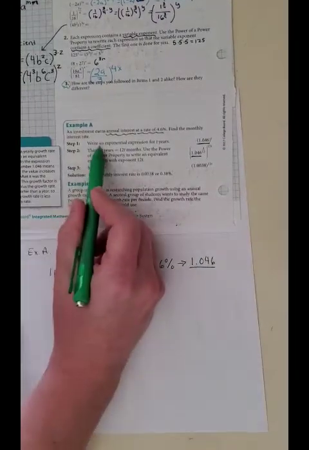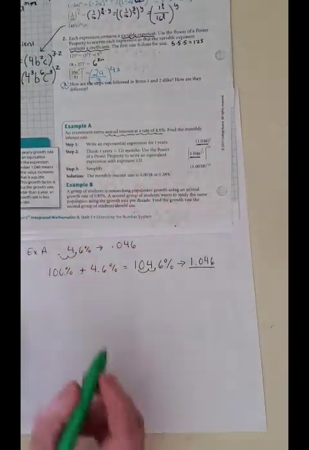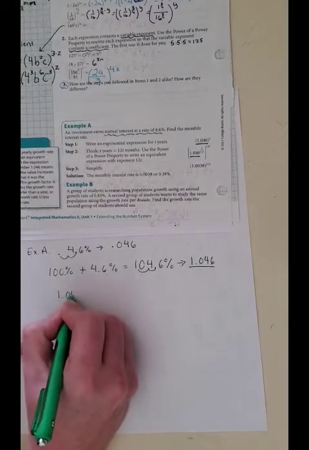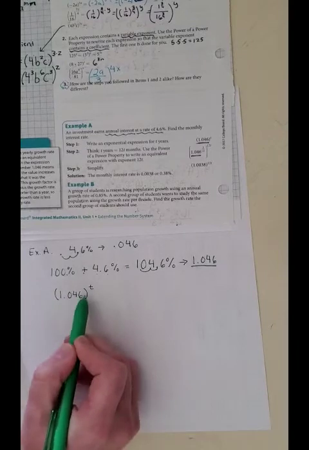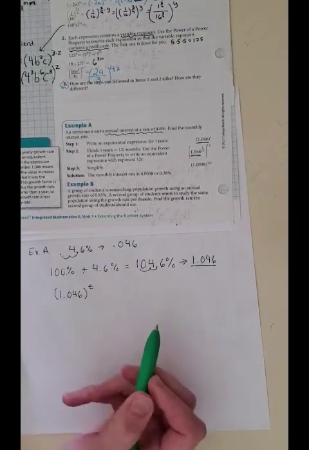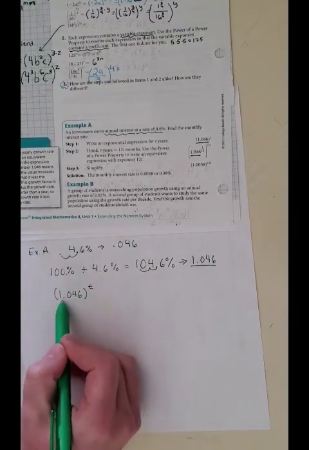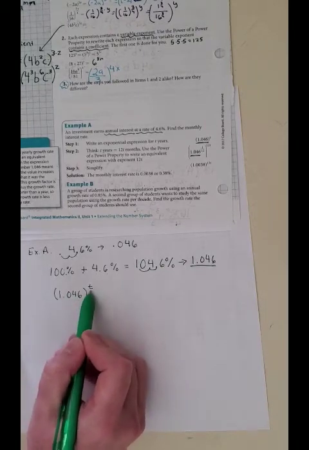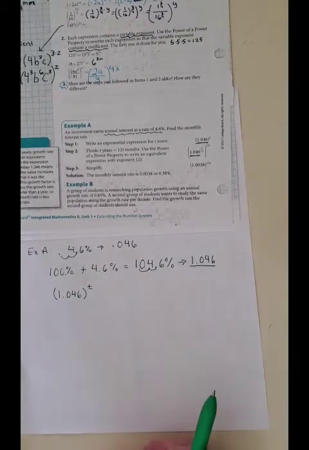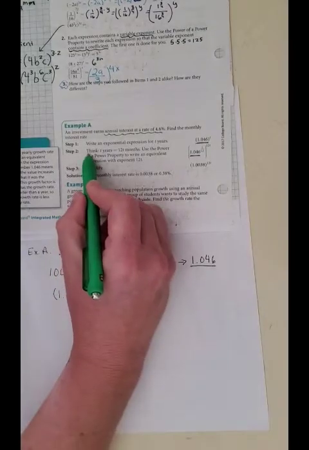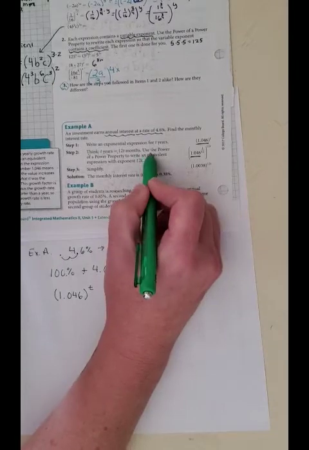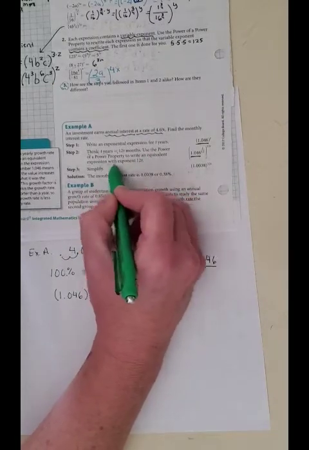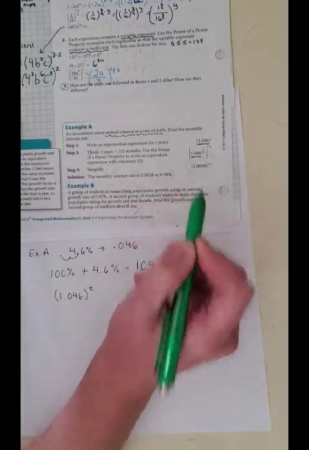Okay, so it says write an exponential expression for t years. So that means after t years, I would get 1.046 to the t power. Each year, it's exponentially growing. You're taking whatever you started with and you're compounding it each year. So t represents the years. Then it says think. T years equals 12t months. So use the power of a power property to write an equivalent expression with the exponent 12t and simplify.